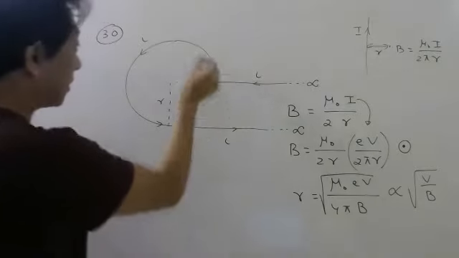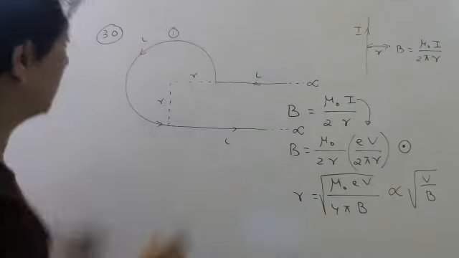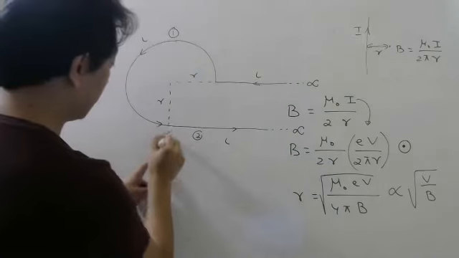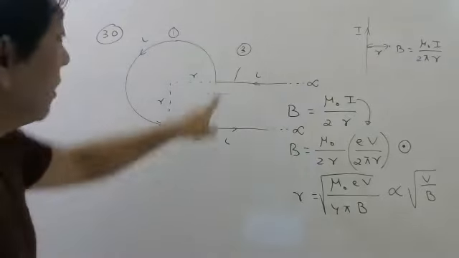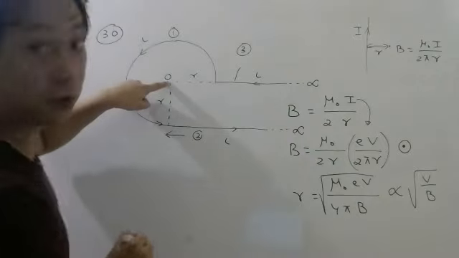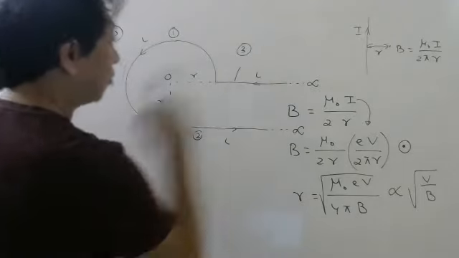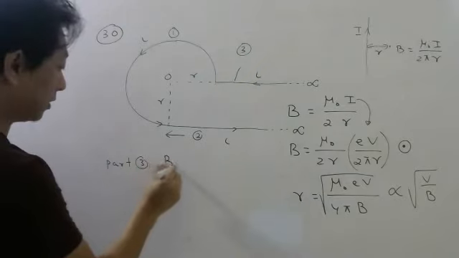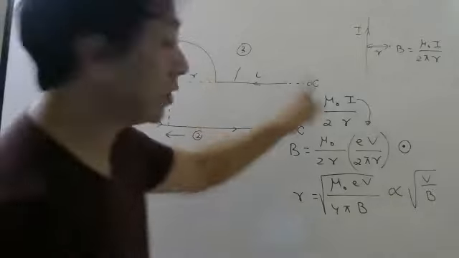So what you do first, you consider this arc as part 1 of the wire. This is part 2 of the wire, this straight part from here onwards, and this is part 3. Now you can see for this straight wire, this point where we want magnetic field, this is our observation point, is on the line. So for this part, no magnetic field. So part 3 will produce zero magnetic field. That is the first thing to understand.